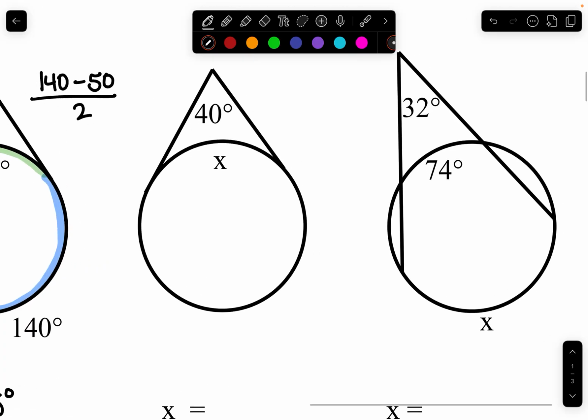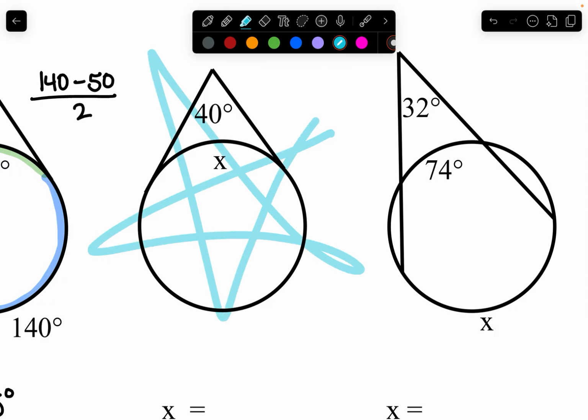Now we have this guy. This guy is complicated, not really. You're going to see this guy again, and it's going to be on an assessment, and you're going to miss it because you're going to forget how to do this. So this one I would make sure that we know how to do.